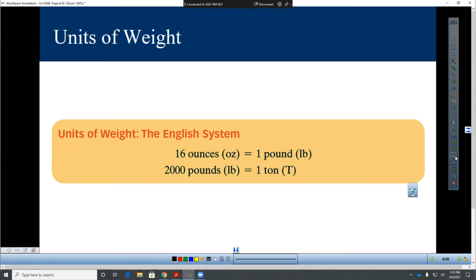Like if we want to know how much an elephant weighed, we would either use tons or pounds, probably pounds. Something that's really big, we would measure in tons. Small things we measure in ounces. Like a feather, we're going to measure the weight of a feather in ounces.